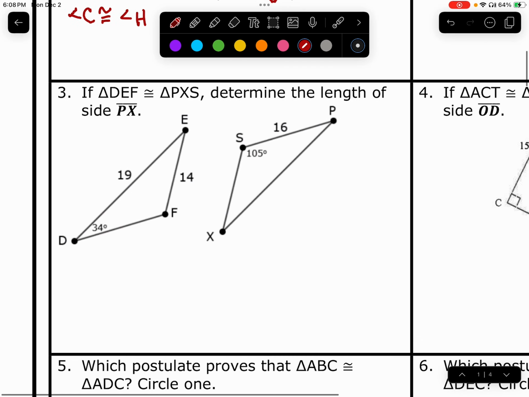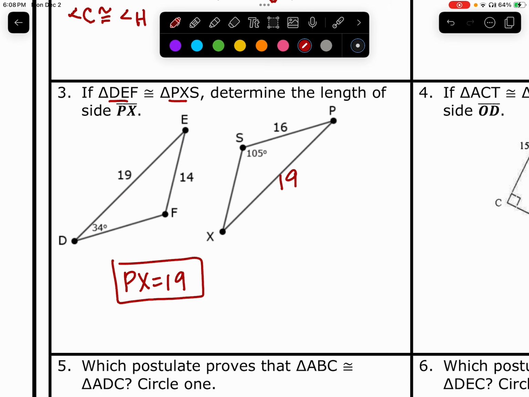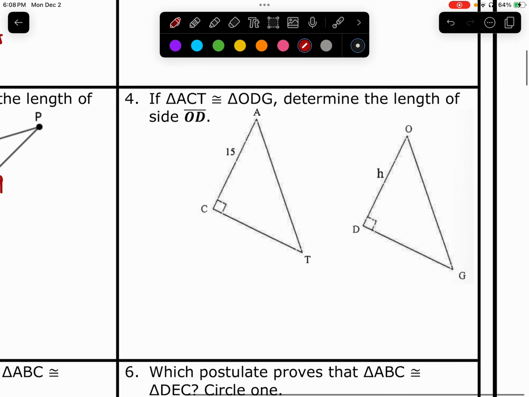Number three. If triangle DEF is congruent to triangle PXS, determine the length of side PX. So PX is going to be the same as DE. And DE is 19. So this one is also 19. Go ahead and try number four.